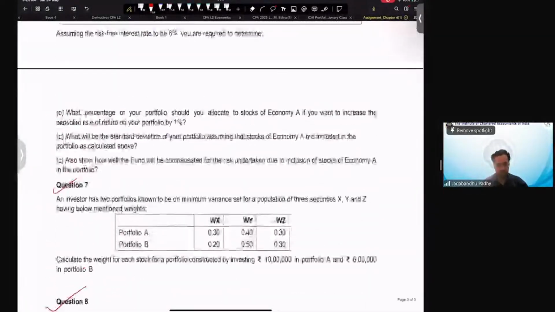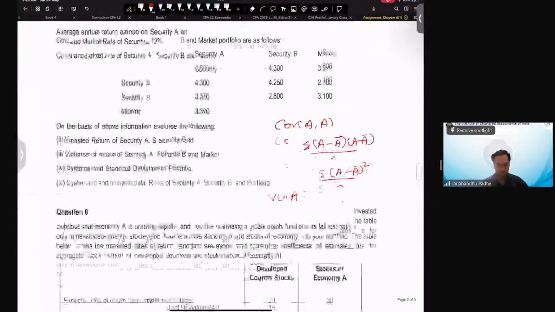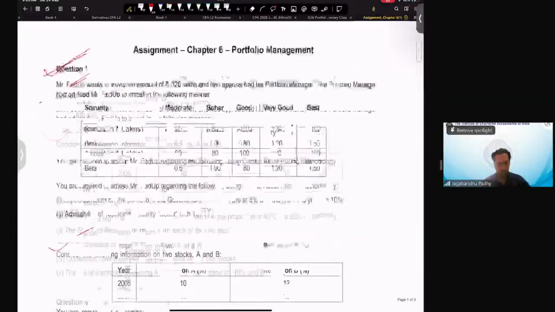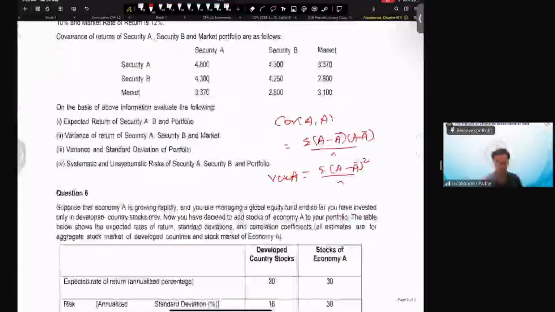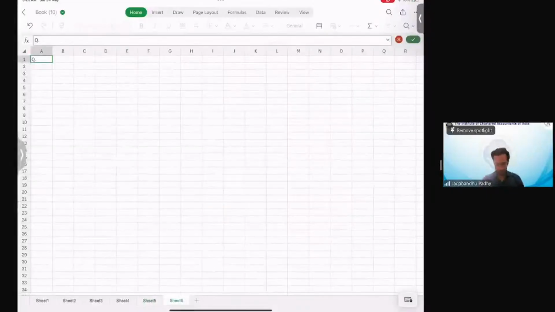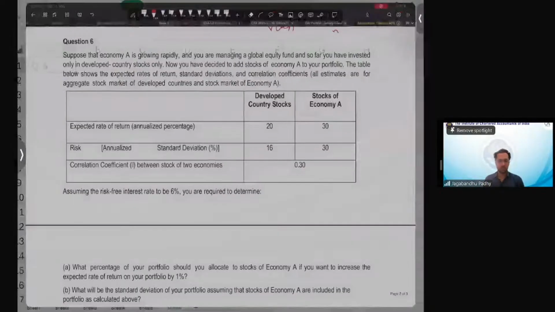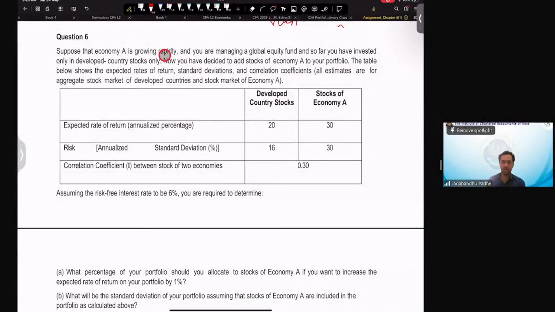The 8th is done. The 7th is done. Two questions are pending. Let's complete question number 6 first. Suppose that economy A is growing rapidly and you are managing a global equity fund. So far you have invested only in developed country stocks. Now you have decided to add stocks of economy A to your portfolio. The table below shows the expected rates of return, standard deviations, and correlation coefficients. All estimates are for the aggregate stock market of developed countries and the stock market of economy A.